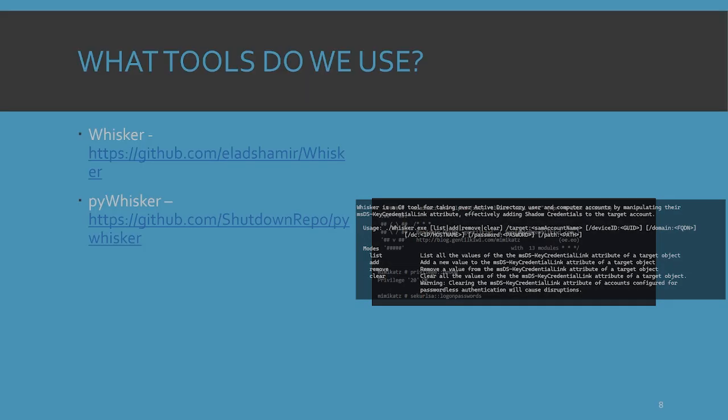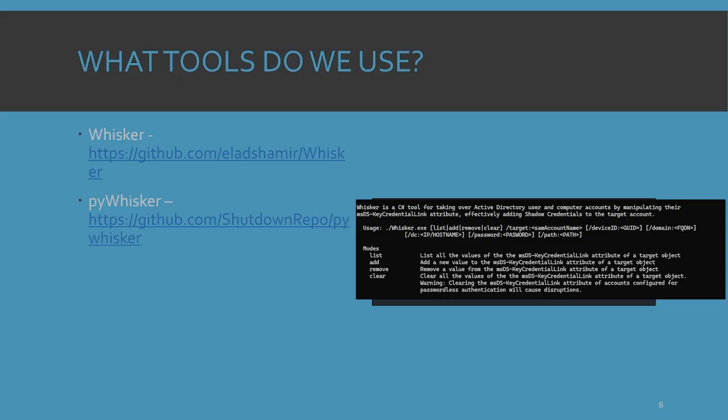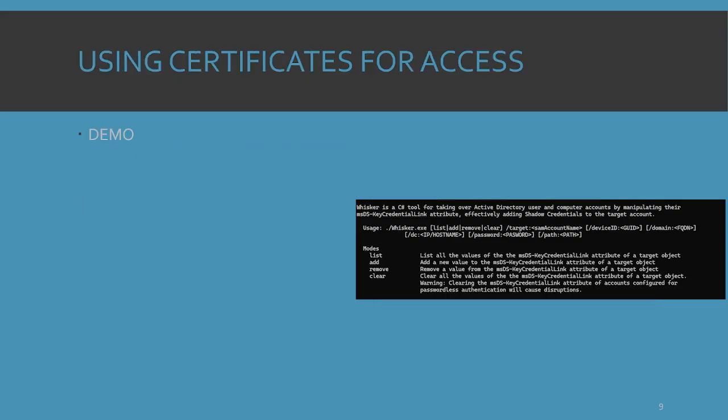Don't worry about it. Whisker and PyWhisker. Whisker and PyWhisker are effectively the same. Whisker is just a C# implementation, and PyWhisker is a Python implementation. They're effectively the same tool. Both are means of creating private and public keys and just shipping the public key over to the KDC for a specific target user. Very straightforward usage, and we're just going to get into it and show it with the demo, using certificates for access or creating certificates for access.